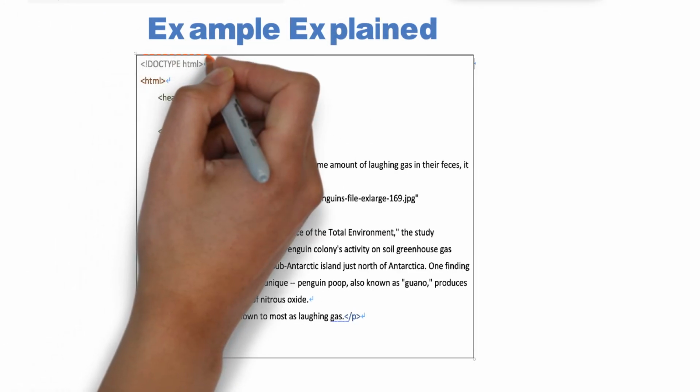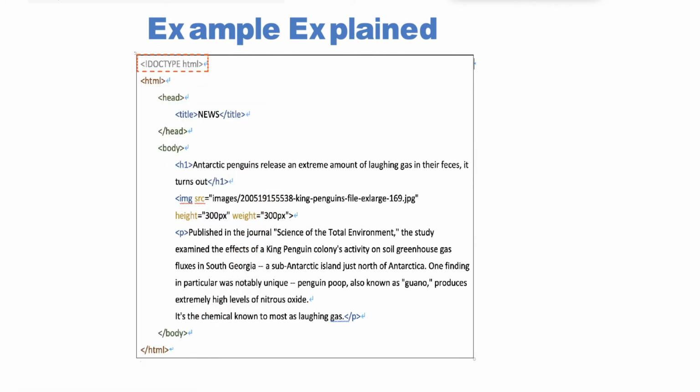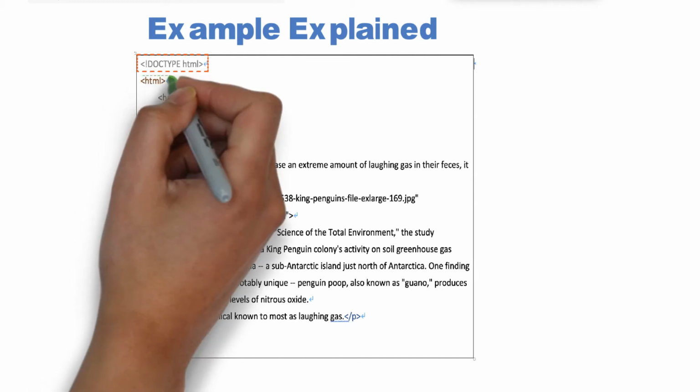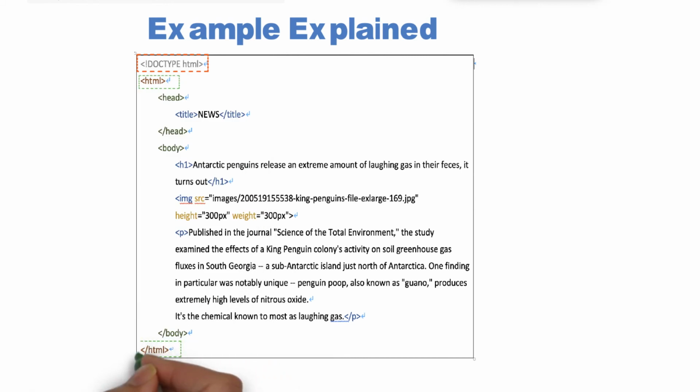The doctype HTML declaration defines this document to be HTML5. All HTML documents must start with a document type declaration. Doctype HTML. The HTML element is the root of an HTML page. The HTML document itself begins with <html>, then ends with </html>.